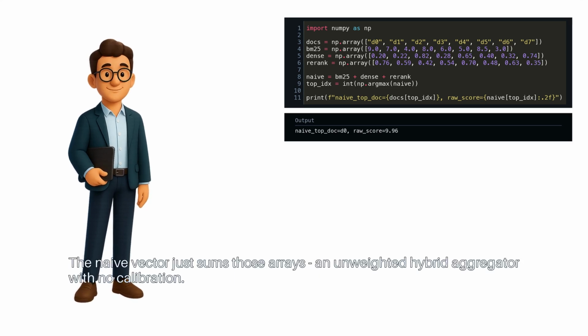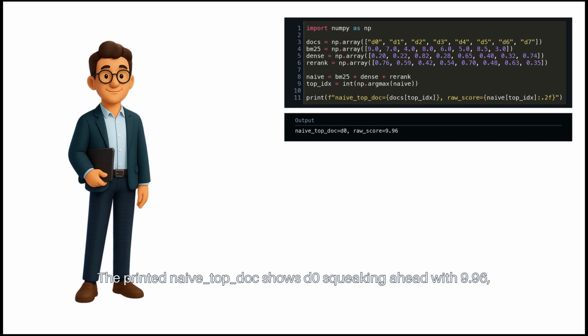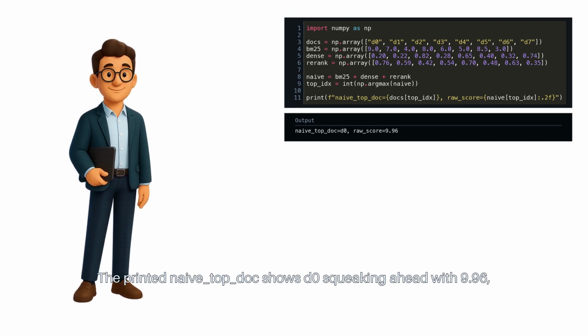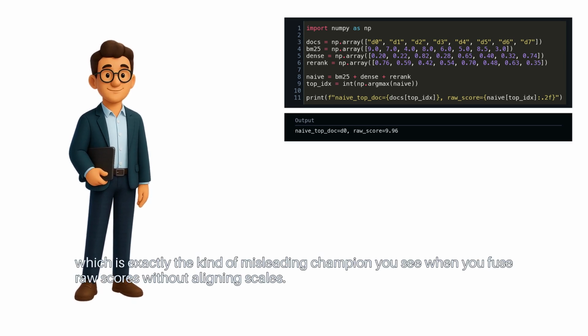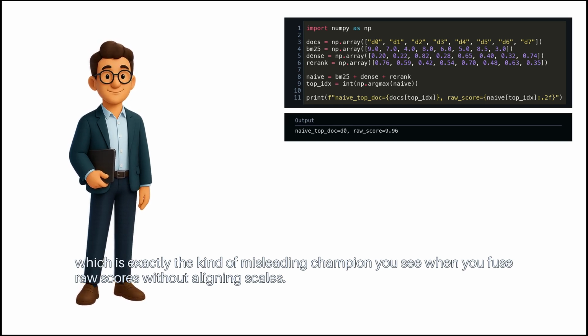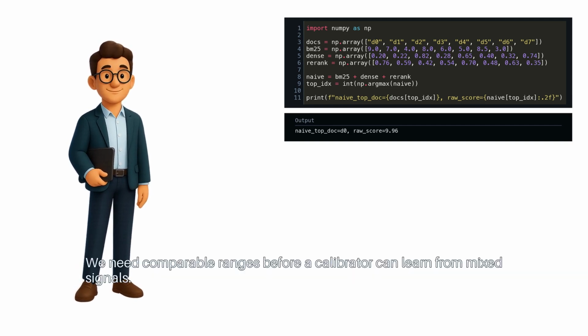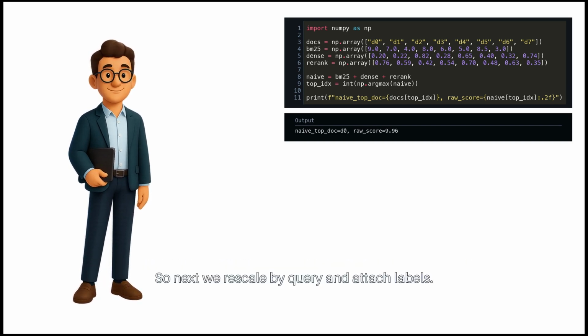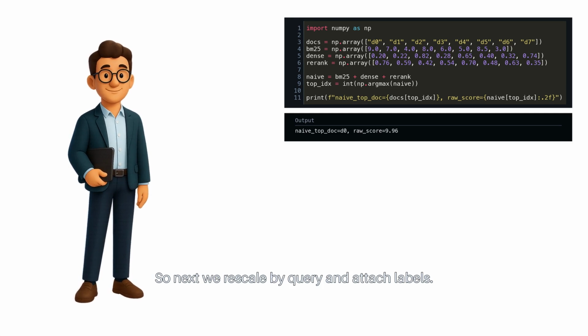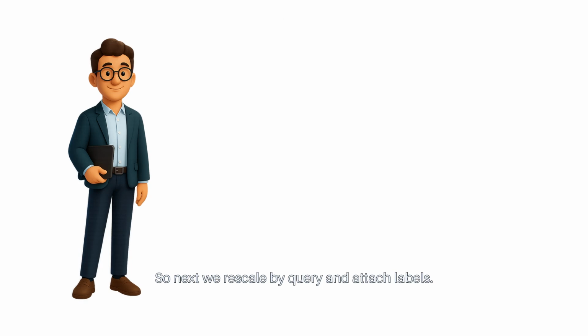The naive vector just sums those arrays, an unweighted hybrid aggregator with no calibration. The printed naive top doc shows D0 squeaking ahead with 9.96, which is exactly the kind of misleading champion you see when you fuse raw scores without aligning scales. We need comparable ranges before a calibrator can learn from mixed signals. So next, we rescale by query and attach labels.